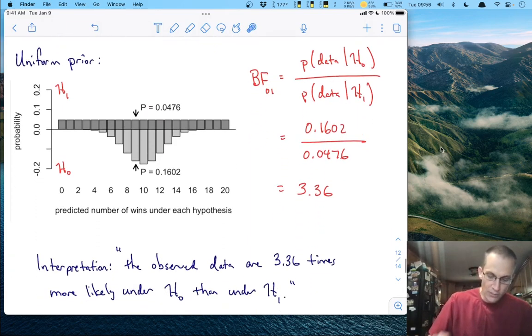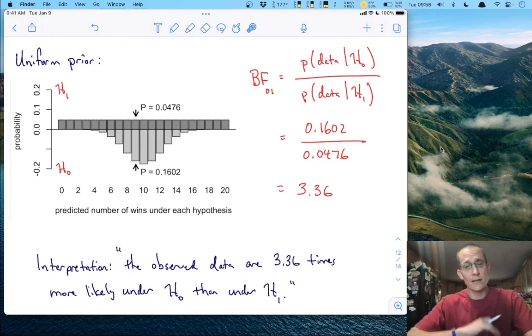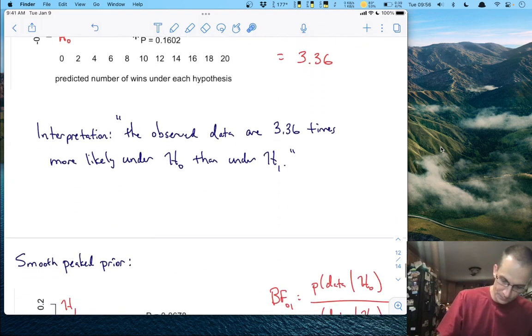And the way we would interpret this is very simple. It says the observed data are 3.36 times more likely under H0 than under H1. This is direct support for the null hypothesis.